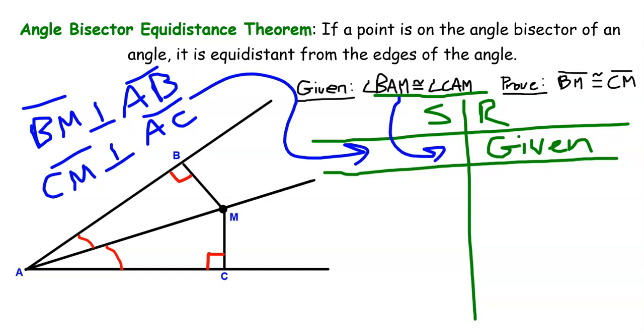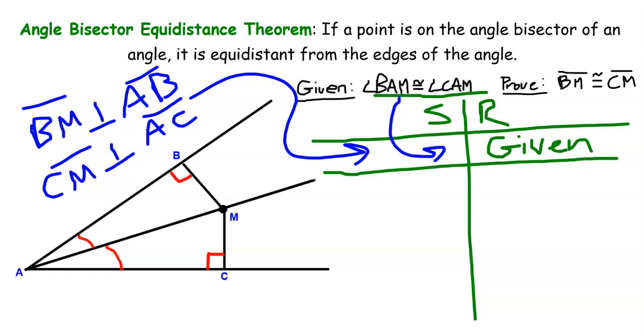Now, once we have that, we are actually almost there. It does not take a lot to show that BM and MC are congruent. In fact, by drawing the diagram like we have, we've split angle ABC into two right triangles, ABM and ACM. So once we know that that's true, we have two angles that we know are congruent. We have two right angles that we know are congruent.